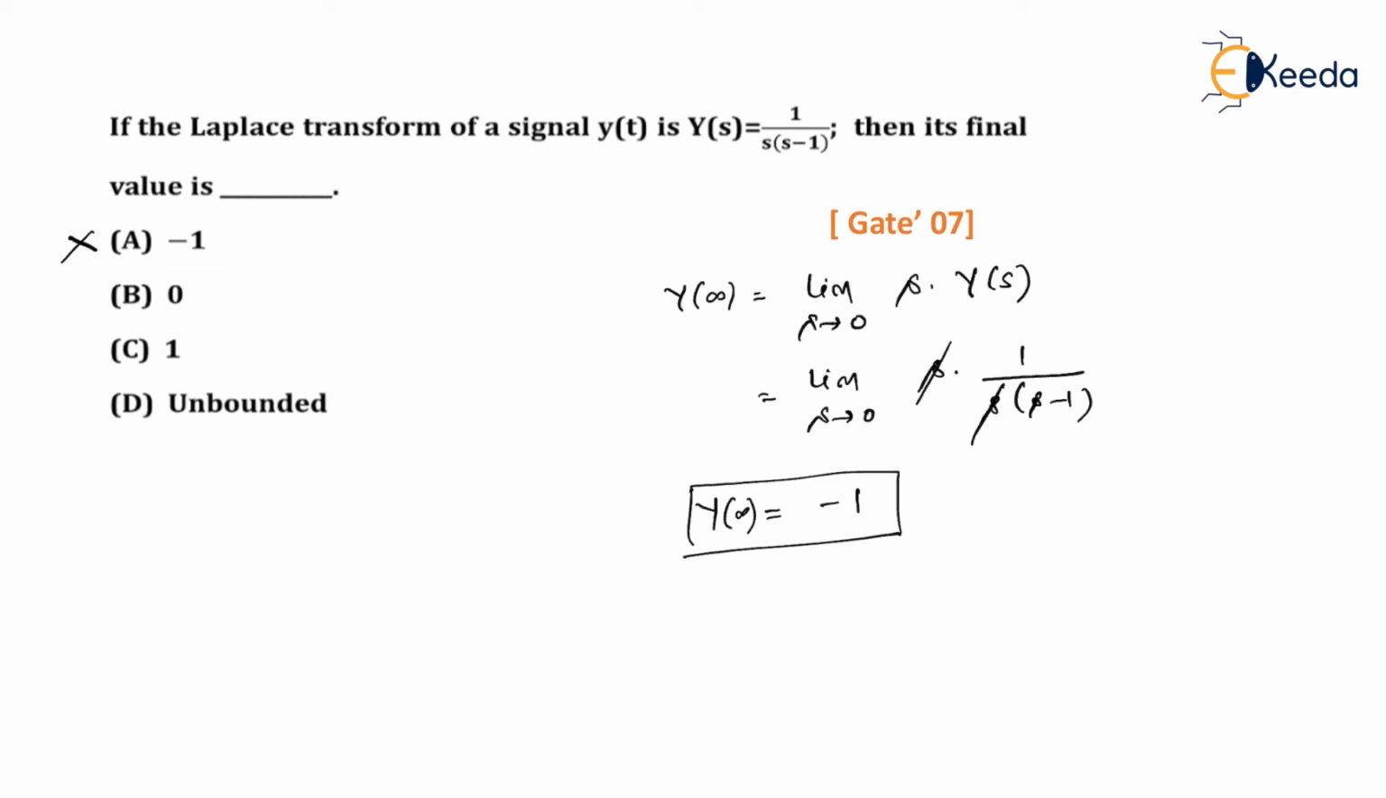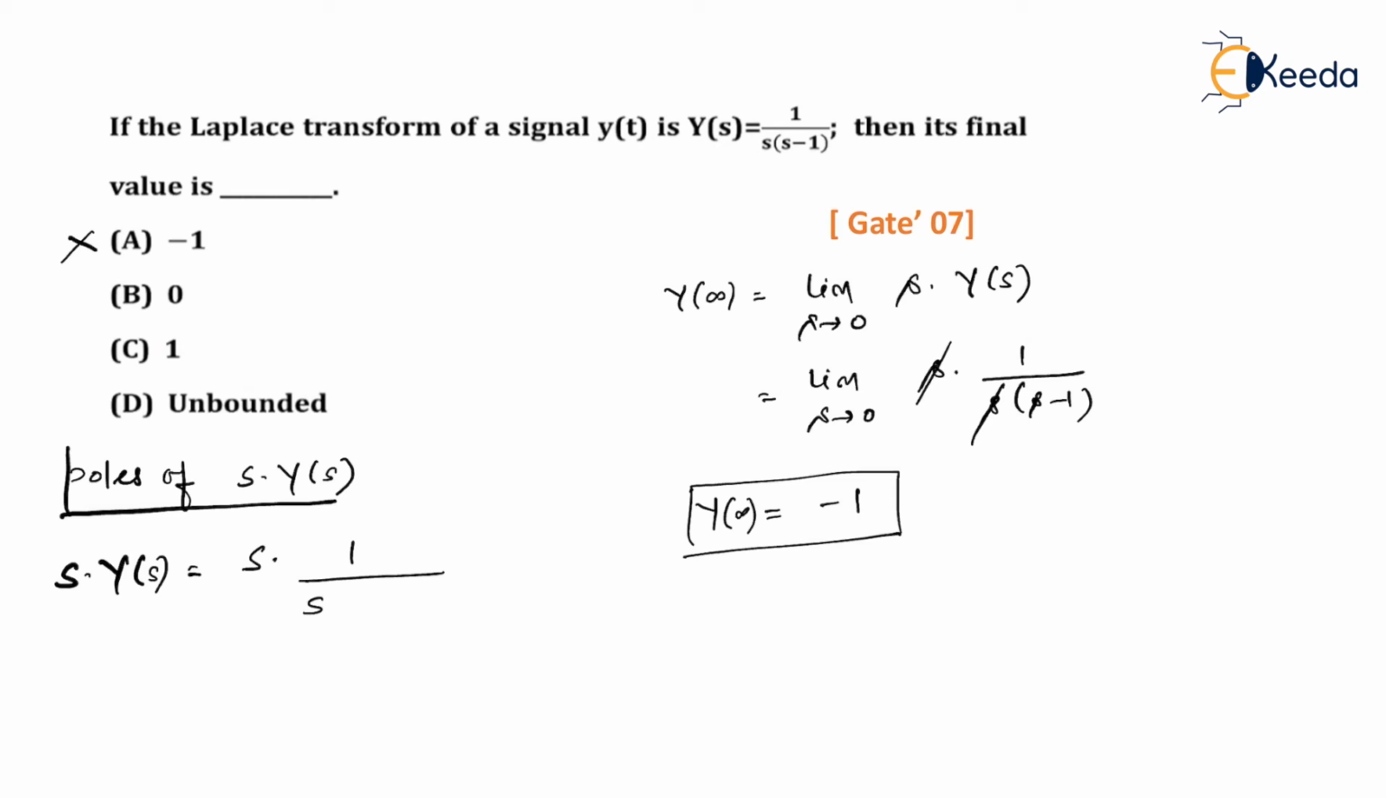And why is this wrong? Because you always have to cross-check before you use the final value theorem. So let us see the poles of s times Y of s. s times Y of s is 1 upon s minus 1, since the s gets cancelled, and the pole is lying on the right half of the s plane. Since the poles are not lying on the left half of the s plane, this is the first proof I have given of why the final value theorem is not applicable.